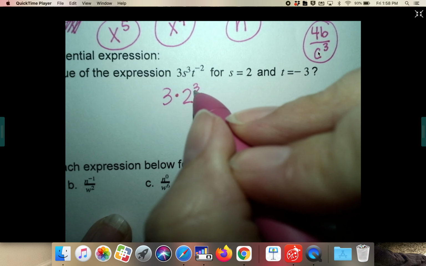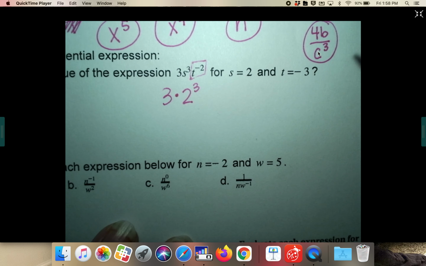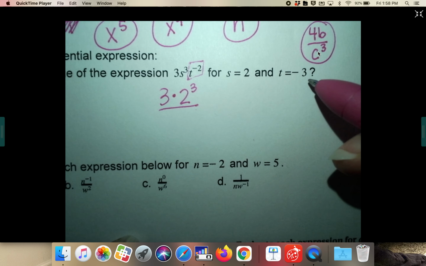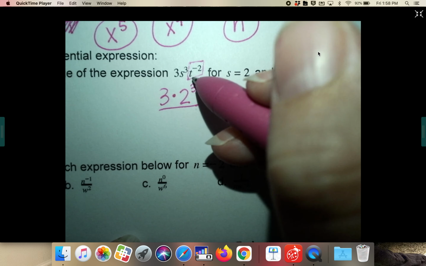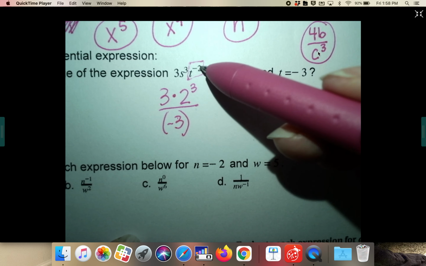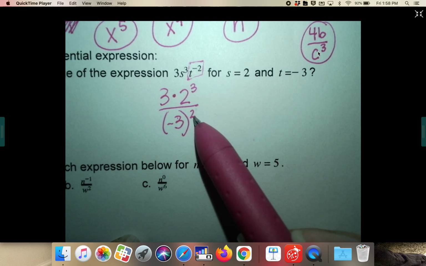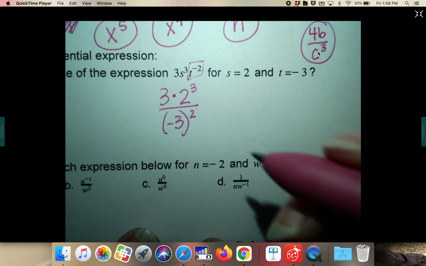2 to the third. And then did you guys notice that this is a negative exponent? So I'm going to bring it down to the bottom and make it positive. And our t, instead of t, it's going to be negative 3. And I want it to be squared because it was a negative 2, but when I flipped it to the bottom, it became a positive 2. So now you guys are just going to solve this.